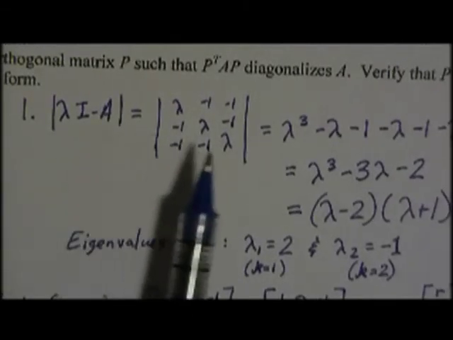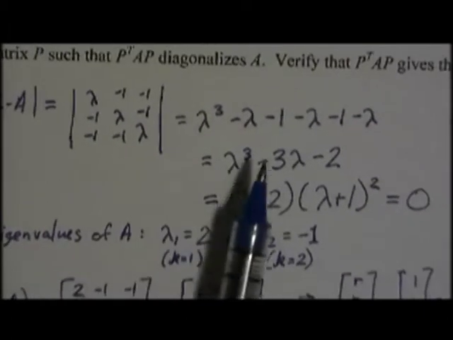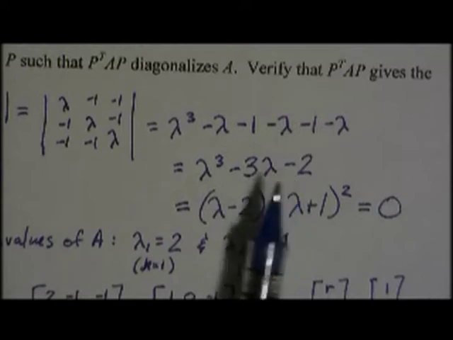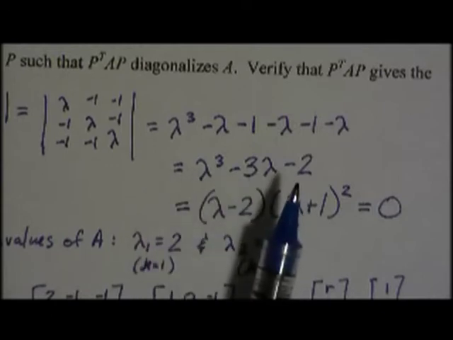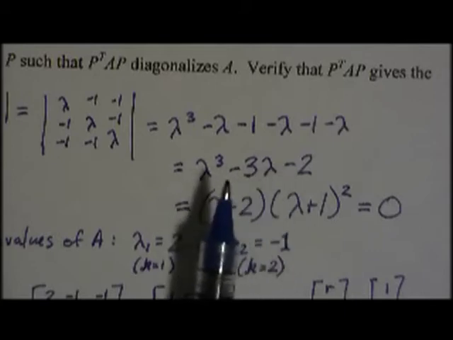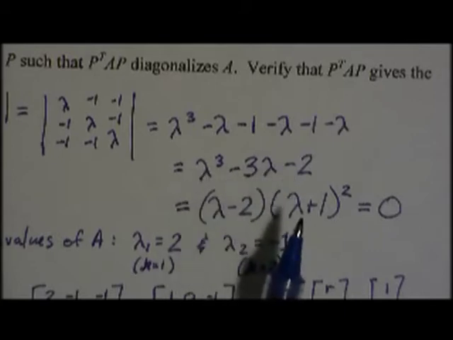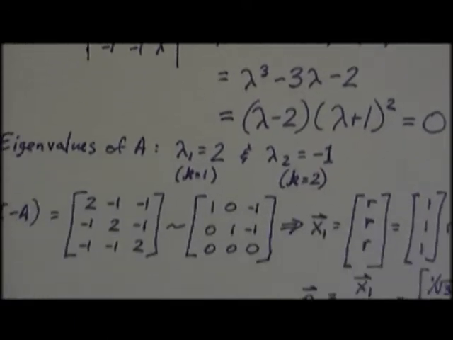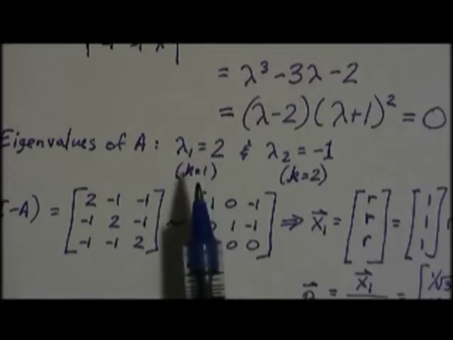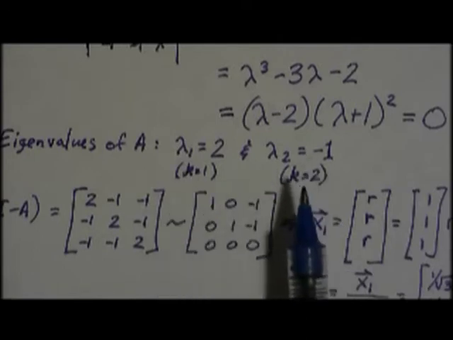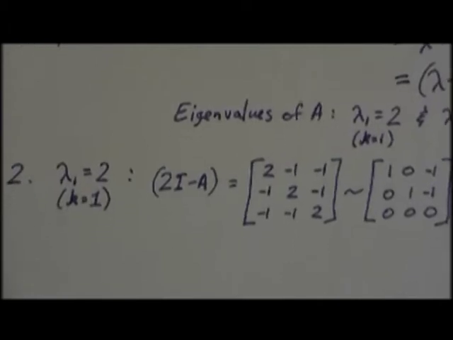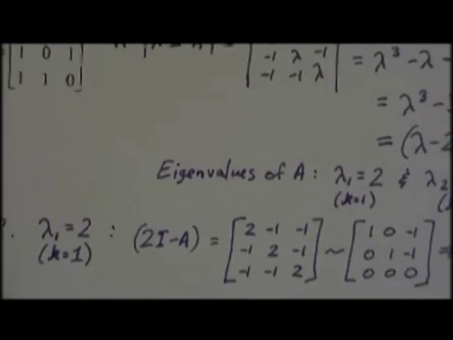Find the eigenvalues, and I got this ugly mess, which gave me this trinomial. And if you don't remember how to factor trinomials using the rational zeros theorem, see the other video I did on exactly how to factor this, and you'll get lambda minus 2 times lambda plus 1 squared equals 0 as your characteristic equation. So your eigenvalues are 2 with multiplicity 1 and negative 1 with multiplicity 2. So then I said, alright, let's find the eigenvectors for these.